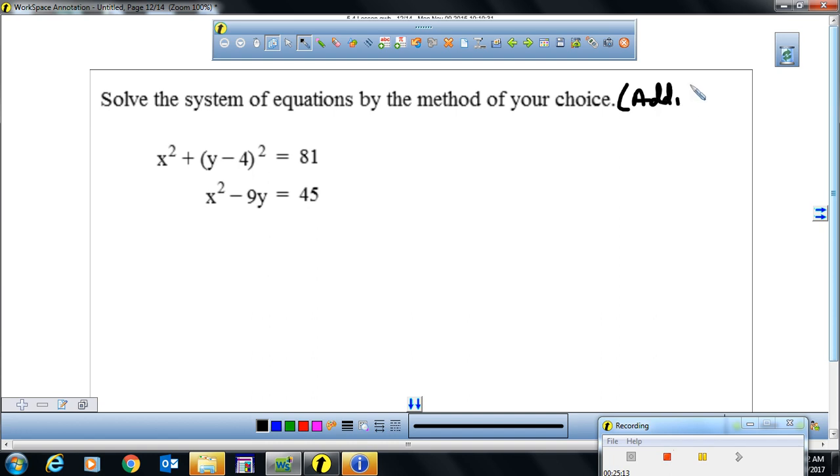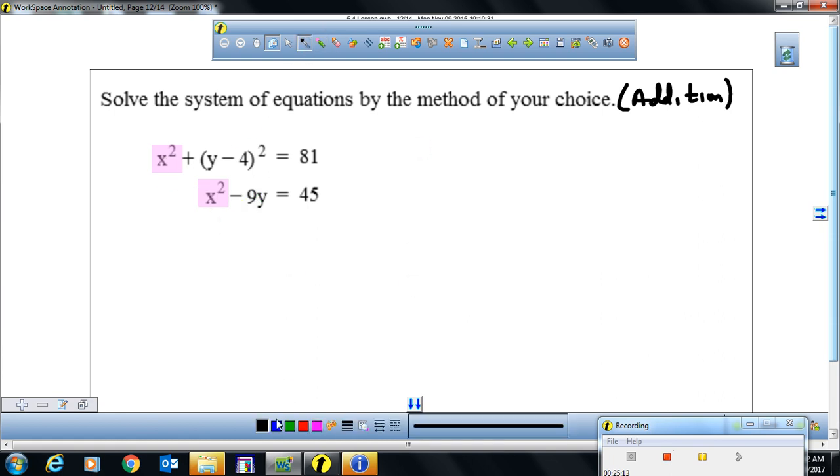But there is only one variable that we can eliminate from these two equations, and that would be the x, because that's the only one that has the like terms. This cannot be combined with this 9y, so we're going to leave them alone. So the x's are the only ones that we can cancel.